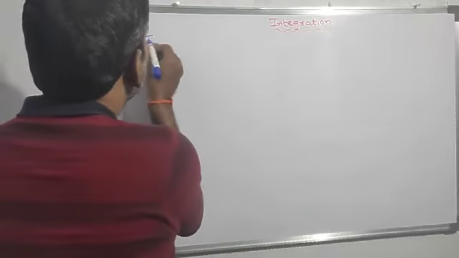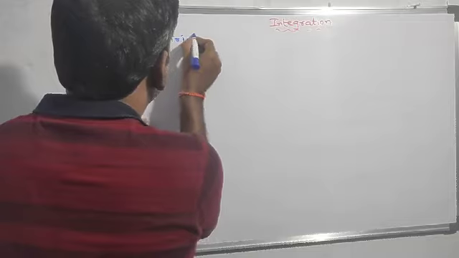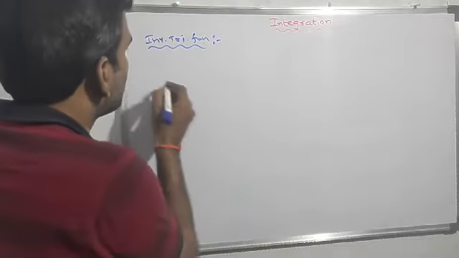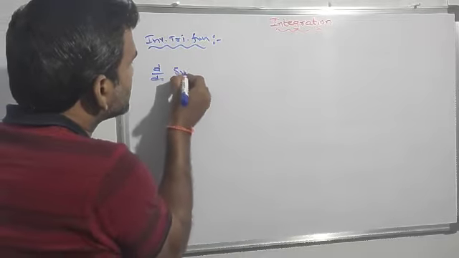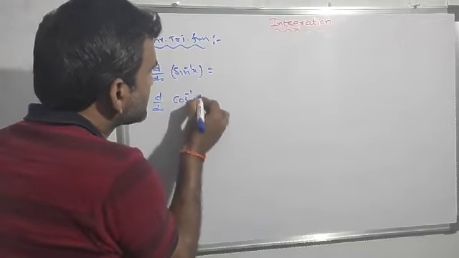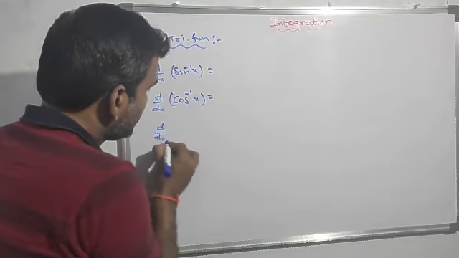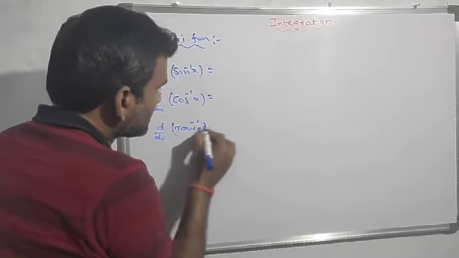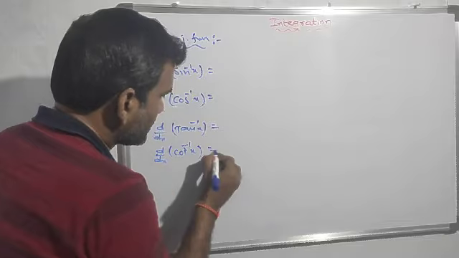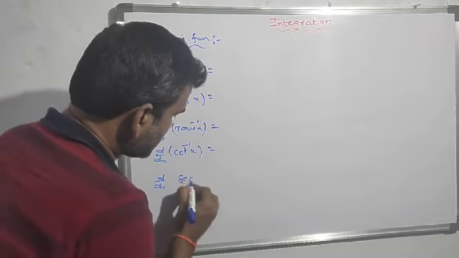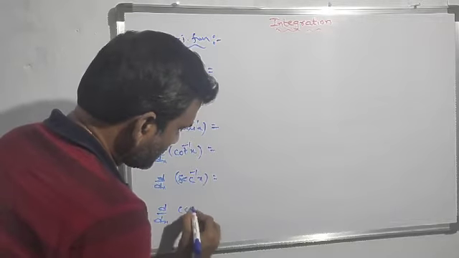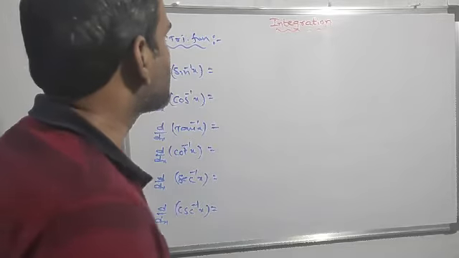Okay, so inverse trigonometric functions. For these functions we have to find the formulas. d by dx of sine inverse x, d by dx of cos inverse x, d by dx of tan inverse x, d by dx of cot inverse x, d by dx of secant inverse x, d by dx of cosecant inverse x. Okay, so these are the formulas.